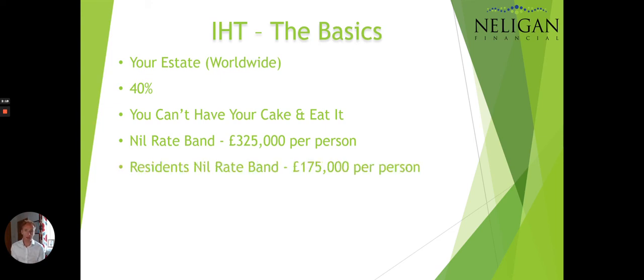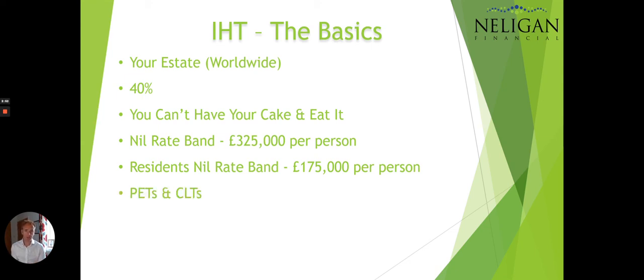And as I'll cover in a future video in a bit more detail, we now have something called a residence Nil Rate Band, and that is where a qualifying property, a main residence, benefits from a higher Nil Rate Band, an additional £175,000 per person, meaning that for husbands and wives where the unused Nil Rate Band is passed on to the survivor, the potential total Nil Rate Band could be £1 million.